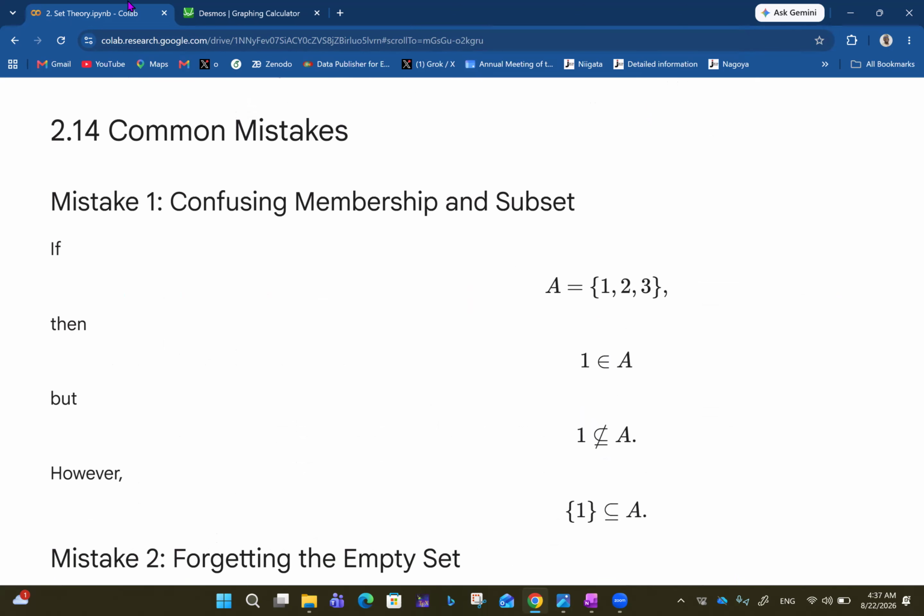Some common mistakes. Mistake 1, confusing membership and subset. If A is {1, 2, 3}, then 1 is a member of A, but 1 is not a subset of A. On the other hand, if you have the singleton set {1}, the curly brackets tell us this is actually a set. So this singleton set {1} is a subset of A here.